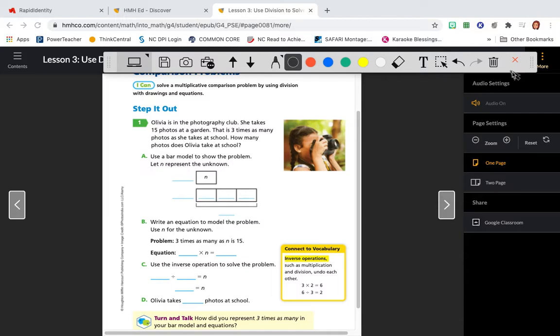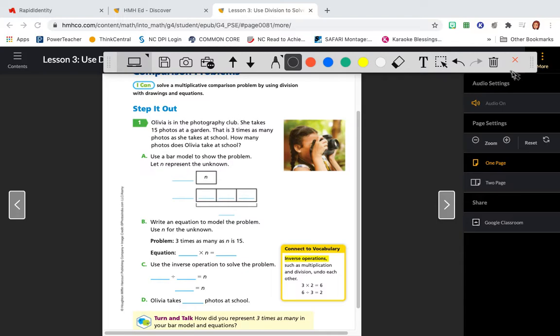Number 1 for Step It Out. Olivia is in the photography club. She takes 15 photos at a garden. That is 3 times as many photos as she takes at school. How many photos does Olivia take at school? Let's look at A. Use a bar model to show the problem. Let N represent the unknown.